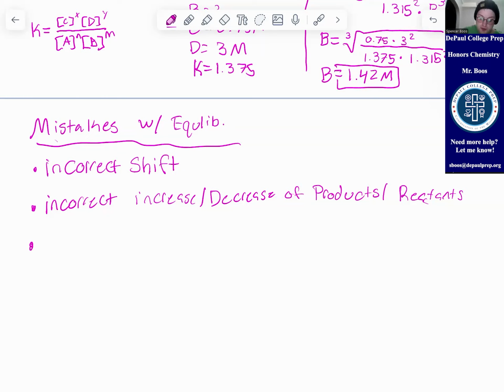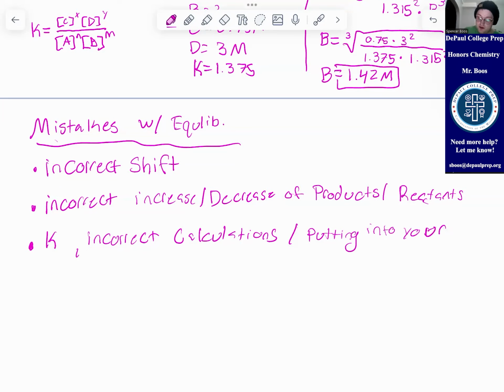I guess you could also put one in there with the equilibrium constant: just incorrect calculations or putting things into your calculator. So those are some common potholes that I see students fall in.